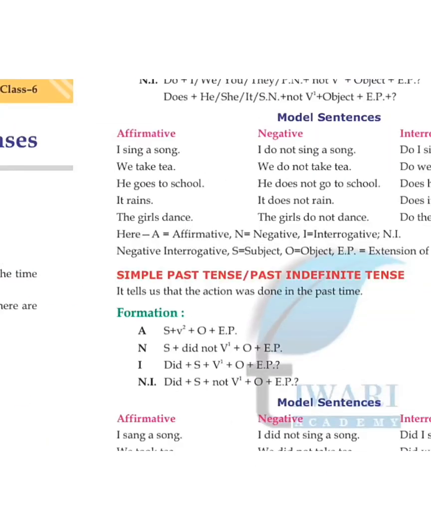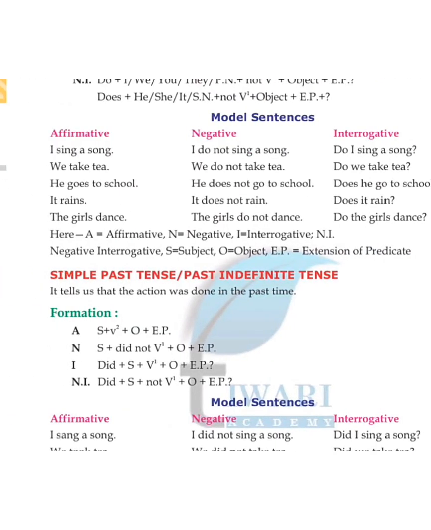Okay, let's see the next one. Here in the interrogative, do: do I, we, you, they, then the verb first form, then the object. Does he, she, it, subject, then the verb first form, then the object. Okay, in the negative case, do.